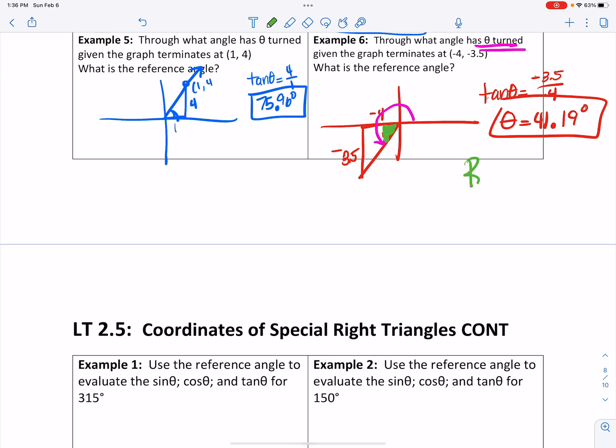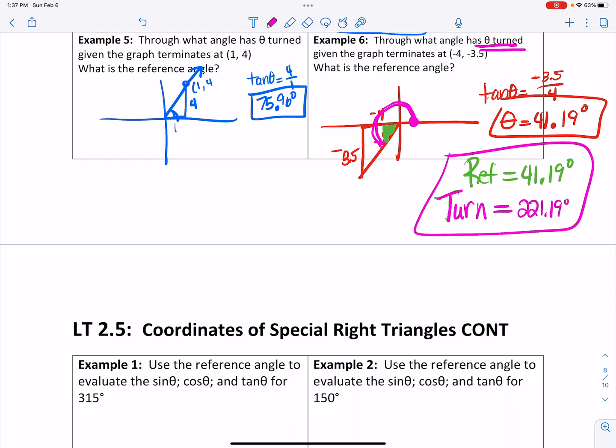So I found the reference angle. The reference angle is 41.19 degrees. The turning angle is looking from 0 all the way around. So I'm going to do 180 plus that. And I get the turning angle is 221.19 degrees. Okay, so those are the two answers.